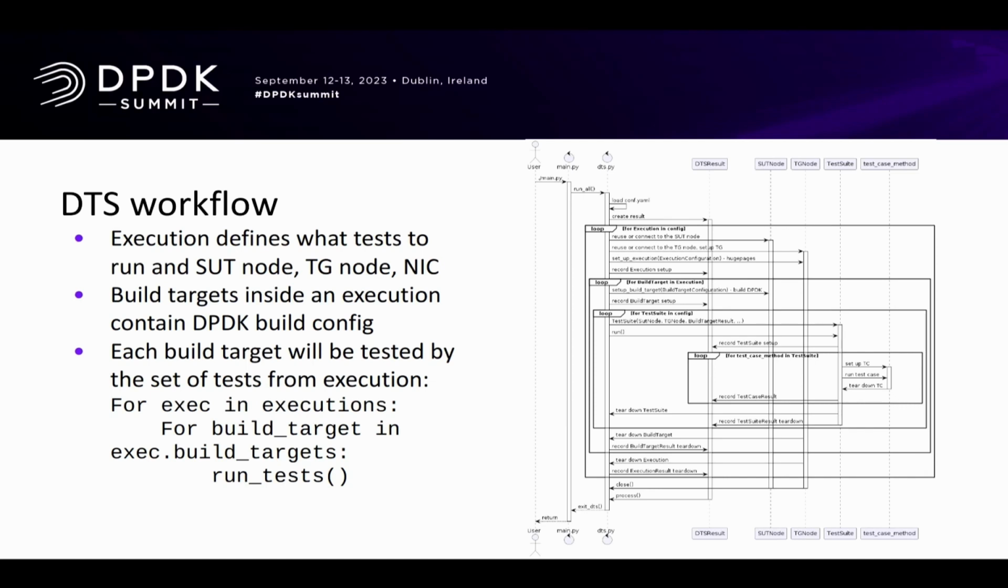On the build target level, we just build the DPDK. Once we have built the DPDK, we run the test suites that were defined in the execution, using the SUT and TG nodes in the process. We run all of the tests. Okay, next slide, please.